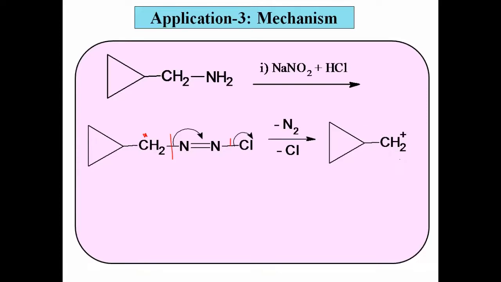Now this intermediate carbocation undergoes a specific type of rearrangement. This bond breaks, and there is formation of a new bond between these two carbons, which I will mark in red, and we get a 4-membered cycle. Total carbons: 1, 2, 3, and 4. There is a formation of a 4-membered cycle, and now that carbon acquires a positive charge.